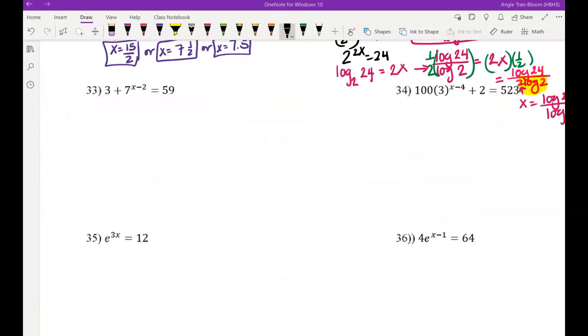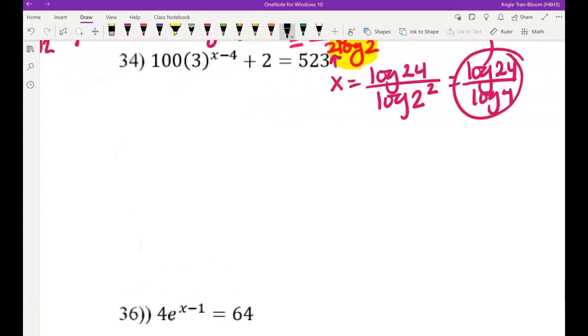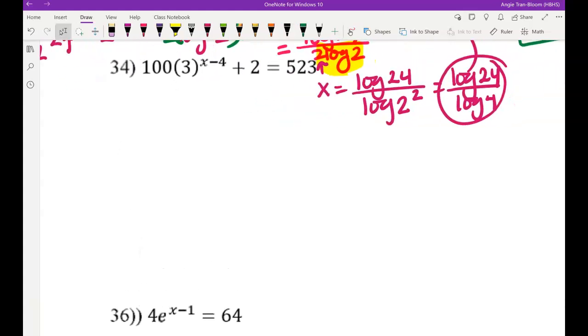Okay, we have 4 more questions. It appears that 33 and 34 are similar, except 34 looks a little bit more difficult. So I'm going to work that out with you guys, and then I'll ask you guys to do 33 on your own, okay? So 34 says 100 times 3 to a power of x minus 4. Remember, only the 3 has a power of x minus 4. And then plus 2 equals 523.